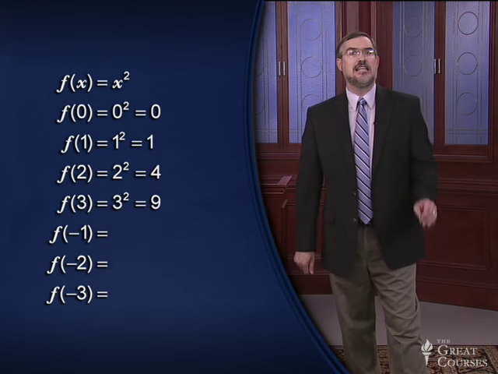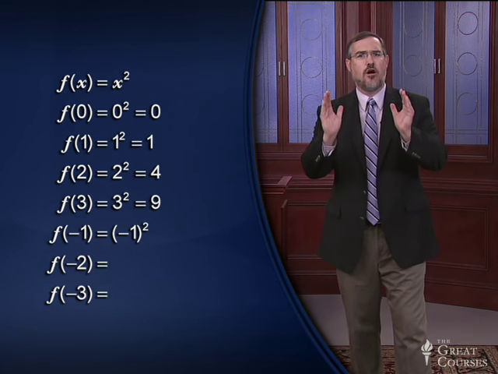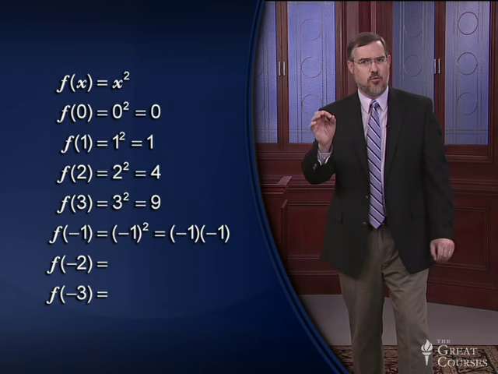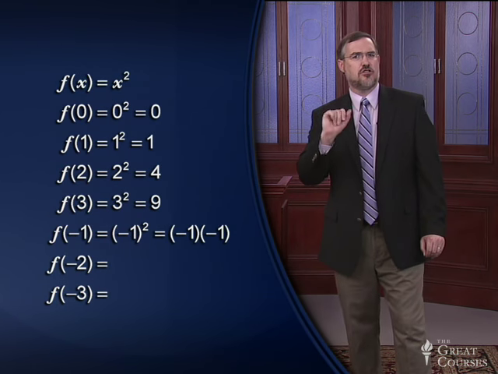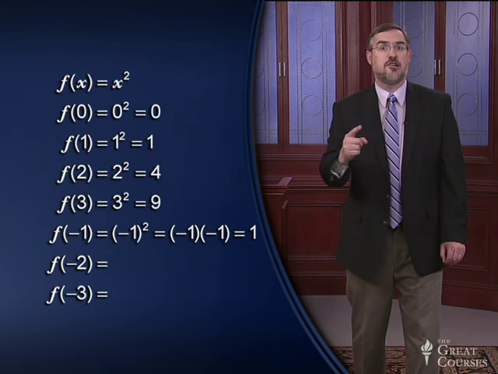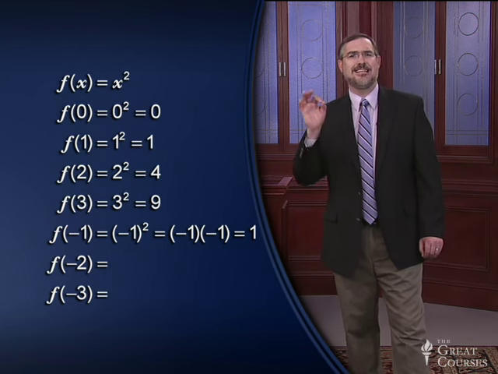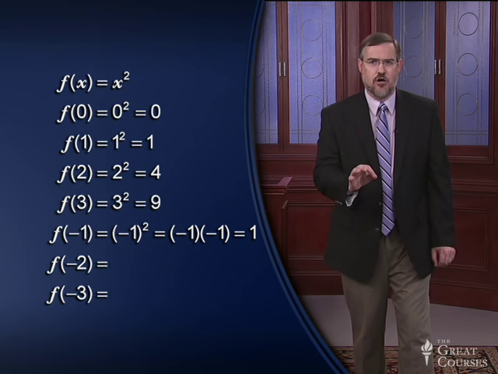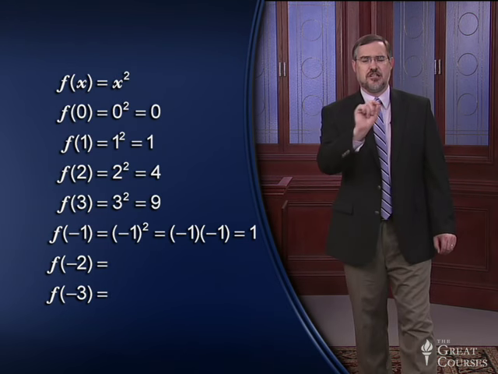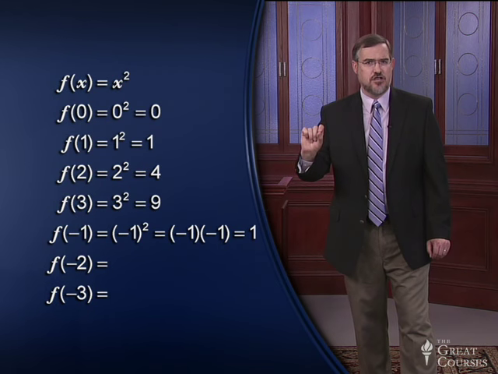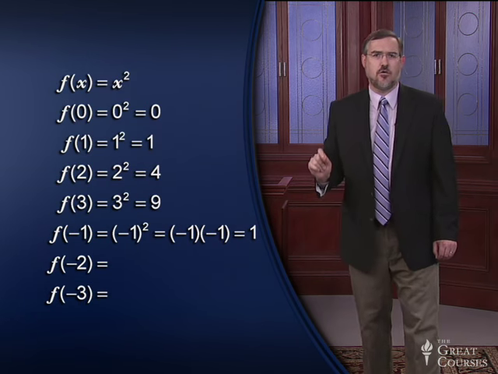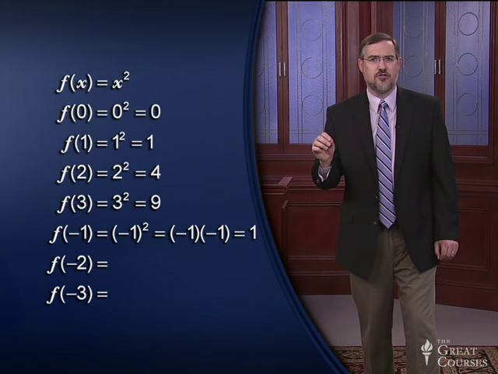So f of -1 would be (-1) squared. Now think of (-1) squared as -1 times -1. And if you look at the two negatives, they will cancel one another, and the final output will be +1. So that means that the point (-1, 1) is also on this graph. So when you go to plot that on your set of axes, you're going to go 1 to the left for the -1 for x, and 1 up for the 1 for the y coordinate. And that will also be a point on your graph.